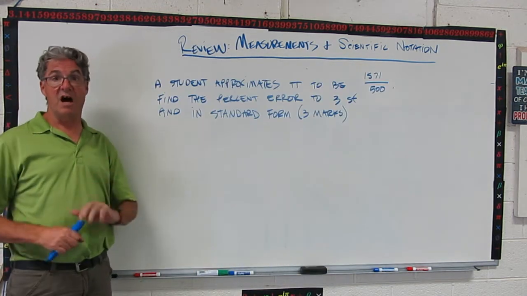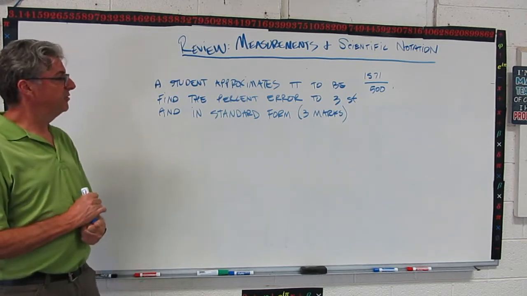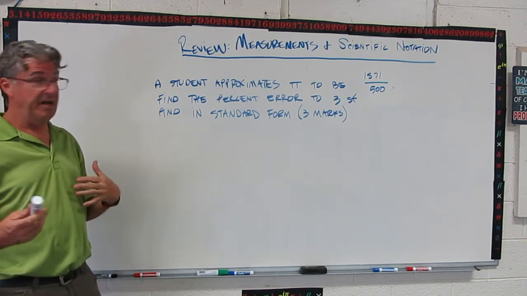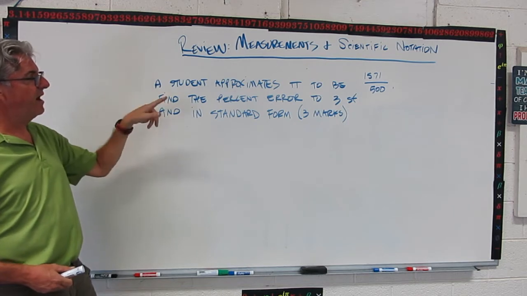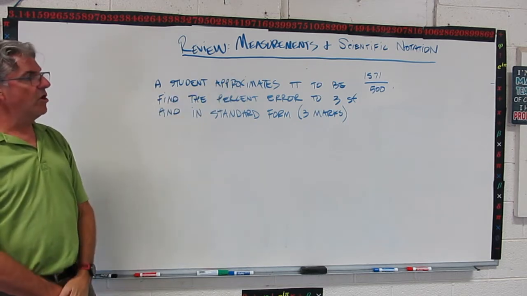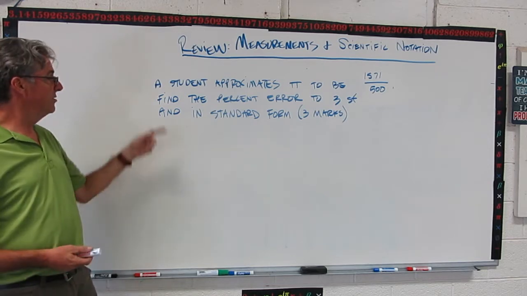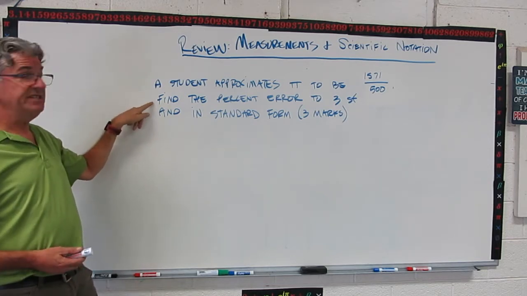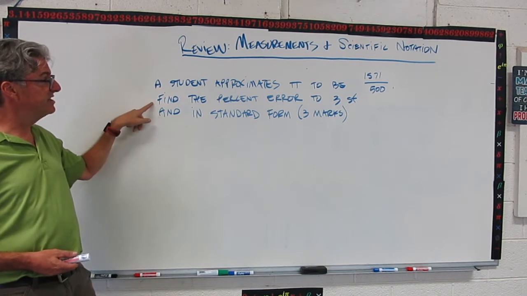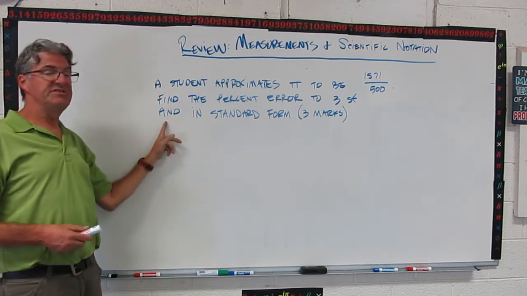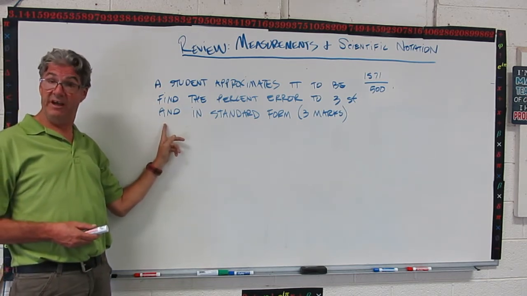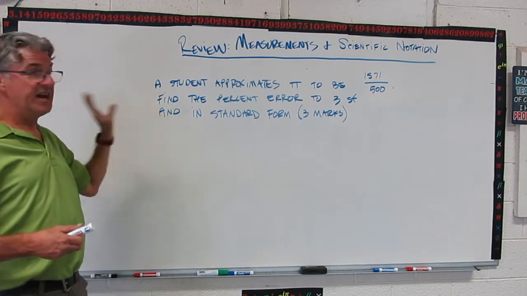Okay, we're going to do one IB test type question. And so here it is. You might see this on an exam or on a test. A student approximates pi to be 1571 over 500. So that's an approximation that works for pi. What you're being asked to do is find the percent error to 3 significant figures and in standard form. Okay? So this is the kind of question you'll see.